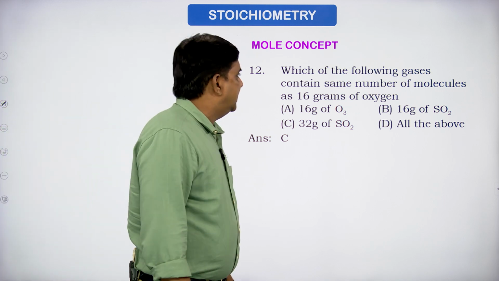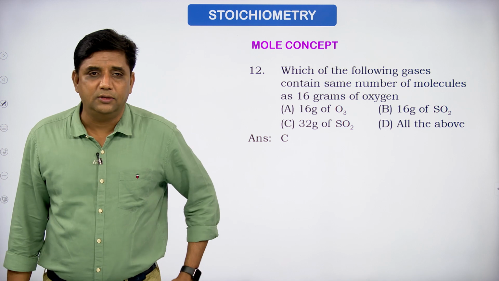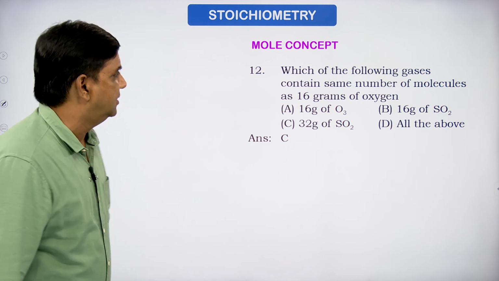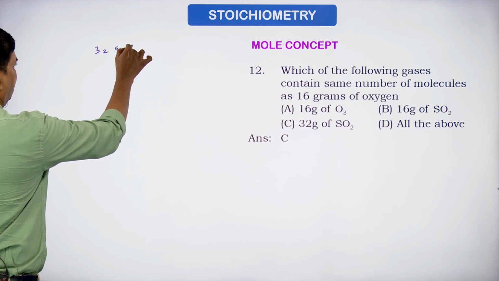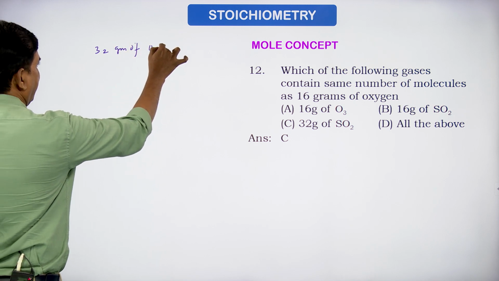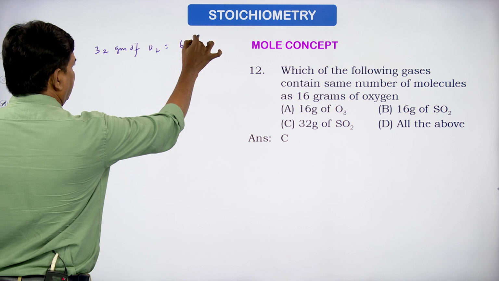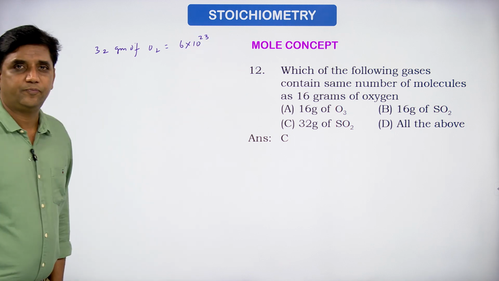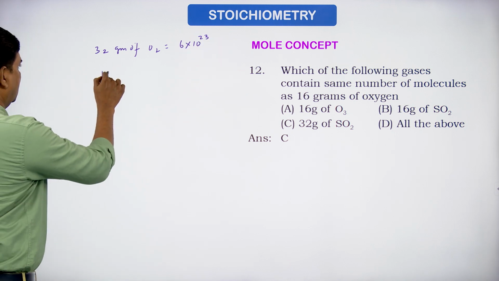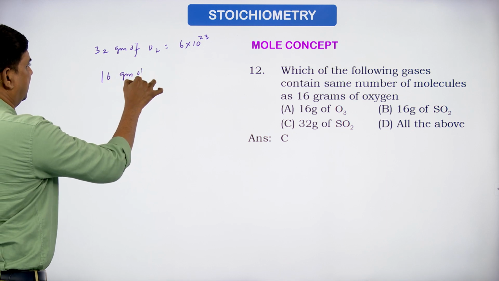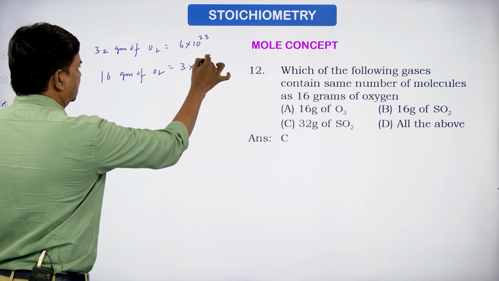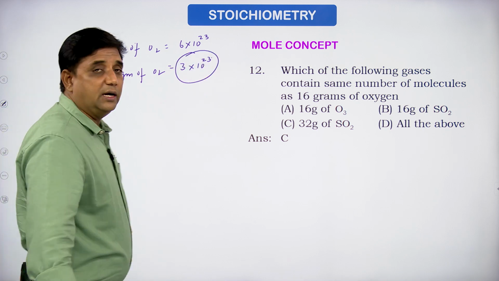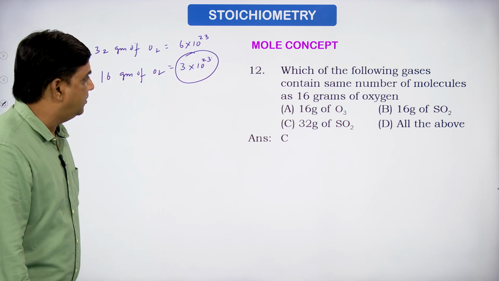Which of the following gases contain the same number of molecules as 16 grams of oxygen? See, 32 grams of oxygen contain 6 into 10 power 23 molecules. 16 grams of O2 contains how much? 3 into 10 power 23 molecules. Now we have to find out which contains 3 into 10 power 23 molecules.